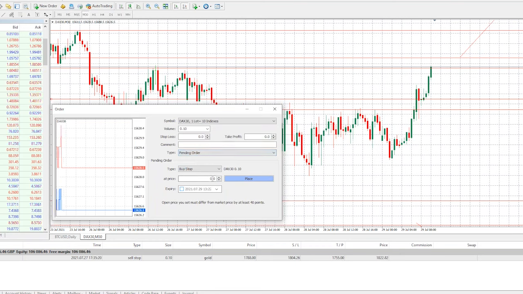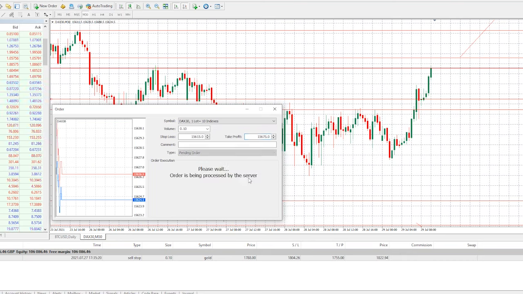If this breaks through and hits a price, 15,640. And we might want a stop loss then just back below a little ways, 15,615, 25 points down. And take profit would be just before this resistance up here, so 15,675. And place.